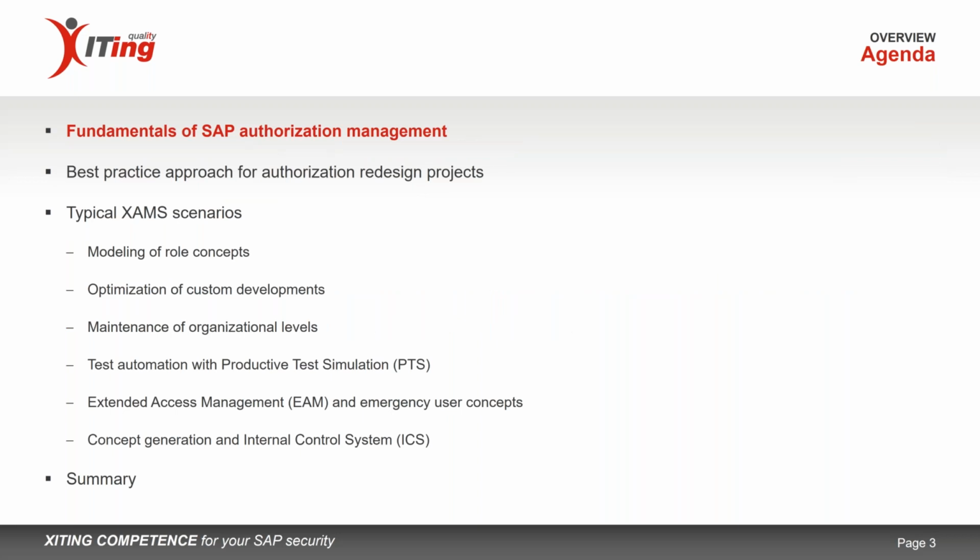We're going to start off with fundamentals of the SAP authorization management, just a recap of what we talked about last time. We'll talk about the best practice approach. All of these slides are going to be geared towards how the XAMS software does the best practice approach to role redesigns. Then we'll talk about the XAMS modules a little bit, and at the end we'll have a summary and some Q&A if we have time.